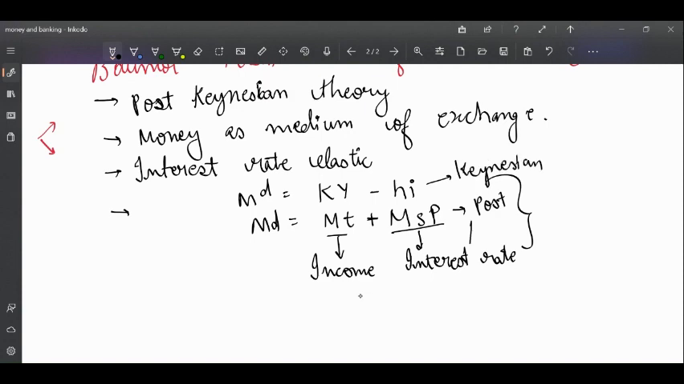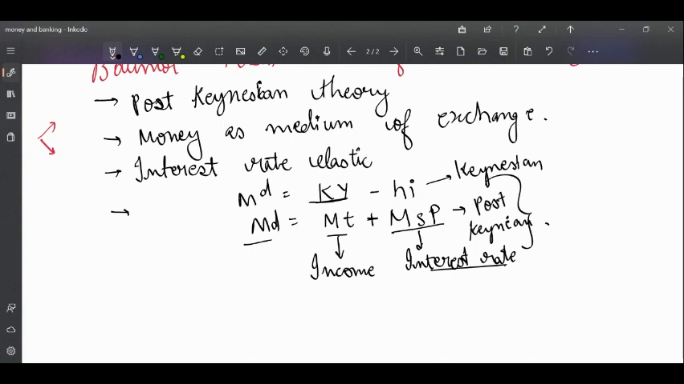This one is post-Keynesian. The post-Keynesian says that money demand depends on two factors, that is income and interest rate. In Keynesian we took only income. Now let's elaborate how it depends.